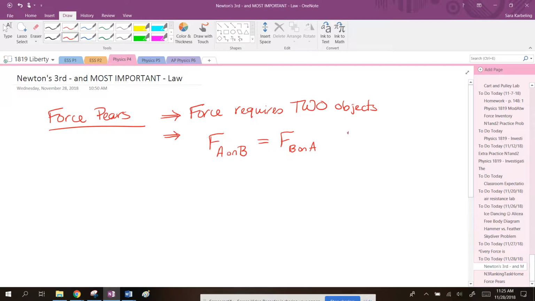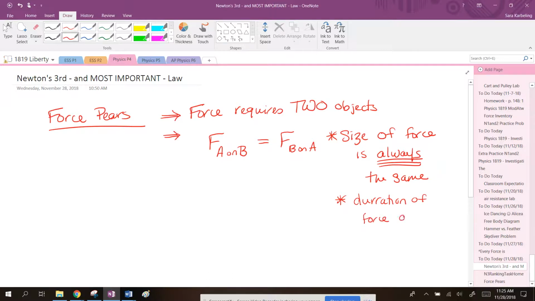Okay? The size of the force is always the same. Who pushes first? No one. And who pushes longer? No one. Same time, right? So the size of the force is always the same. And we'll say the duration of the force is always the same.